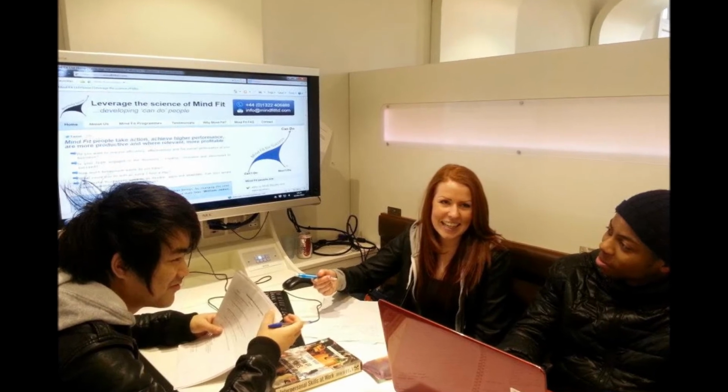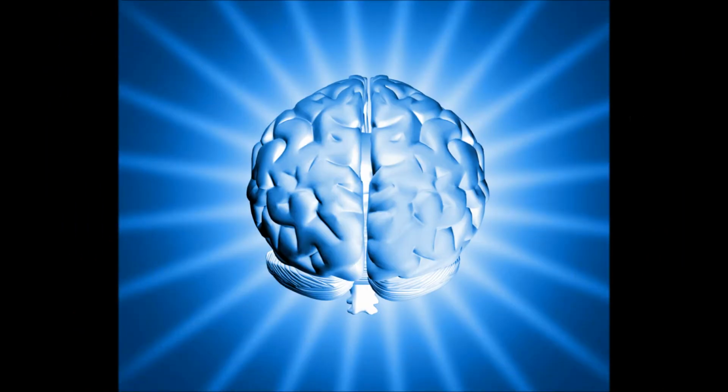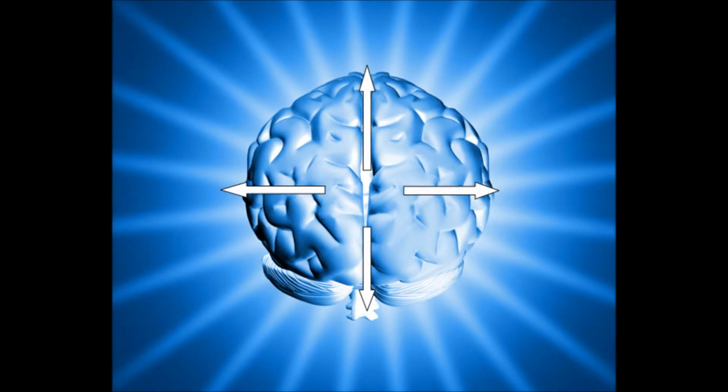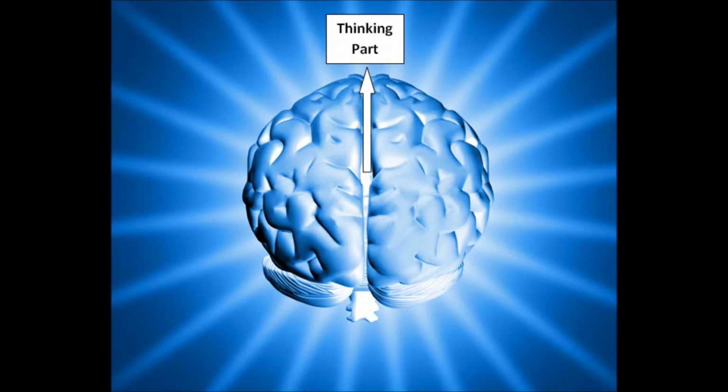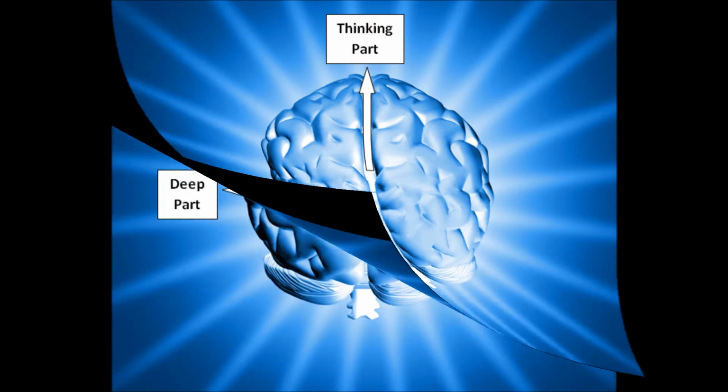Looking at the complete brain, we will now carefully branch it into 4 sections. These sectors are the 4 main components that help us think in our daily life. Firstly, we have the thinking part, seen at the top of the diagram. And more in depth, we have the deep part of our brain.